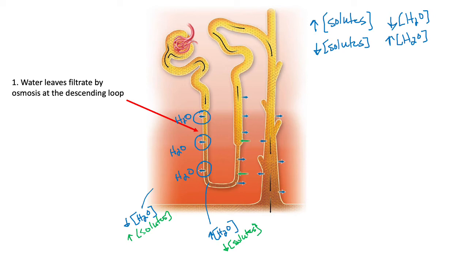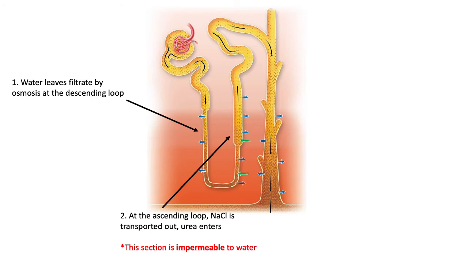So in the descending portion of the loop, this area is permeable to water, and so water will leave by osmosis. And eventually, because now that water is in the interstitial fluid, it can be taken back up by the bloodstream and returned to the blood. From here, we're going to move into the ascending loop.